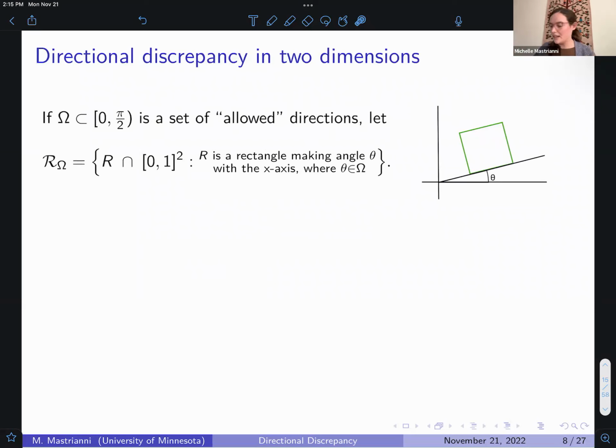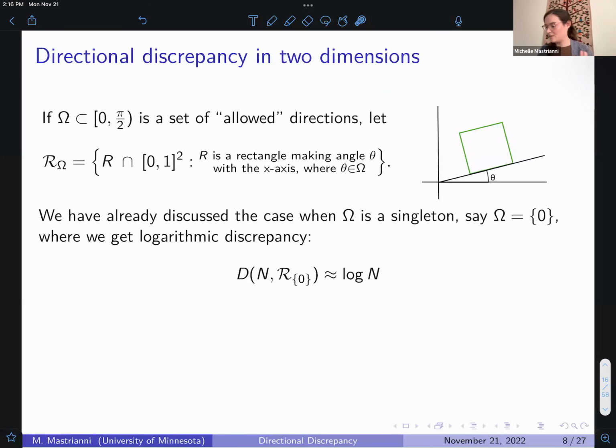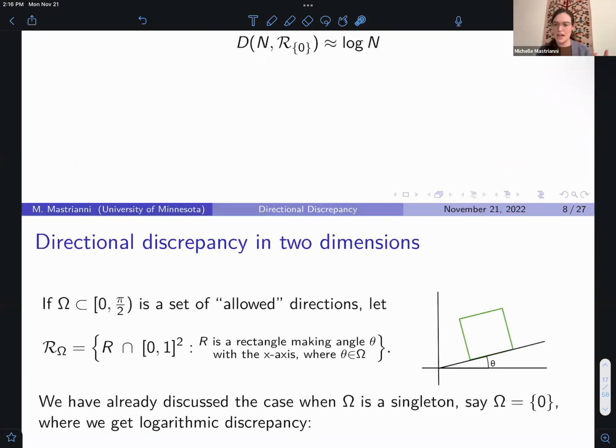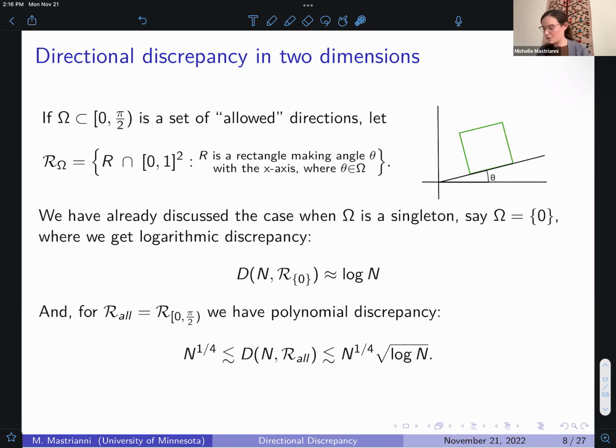We have an allowed set of rotations, omega, and then let script R sub omega be the class of rectangles that make angle theta with the x-axis, where theta lives in that allowed rotation set. So it's all rectangles rotated by something in that allowed set. And we've already discussed the case when omega is a singleton, we have logarithmic discrepancy. And then if you allow for all rotations, we have polynomial discrepancy.